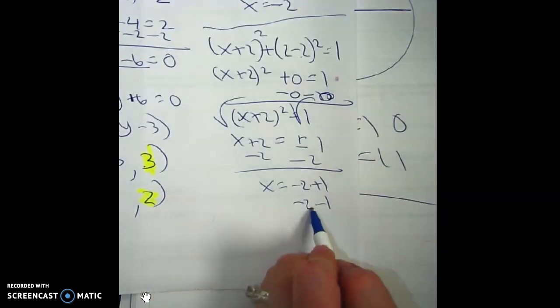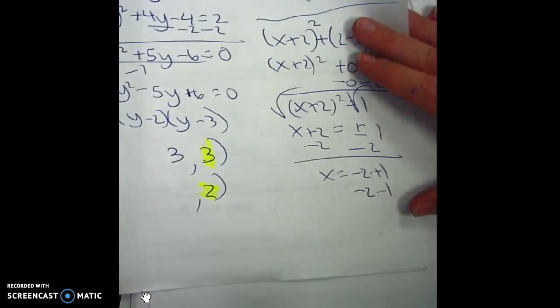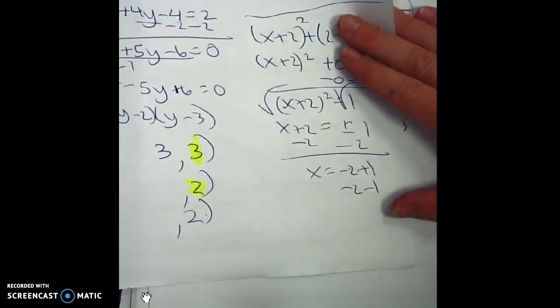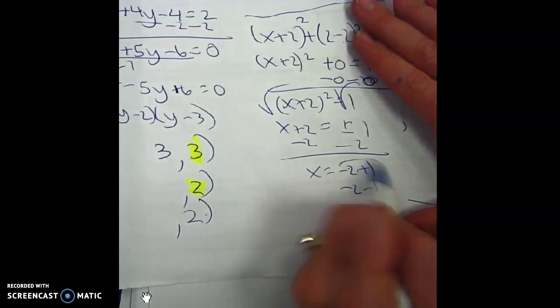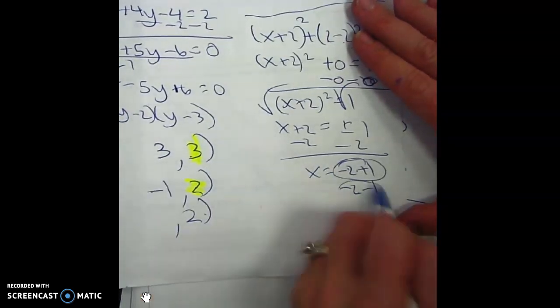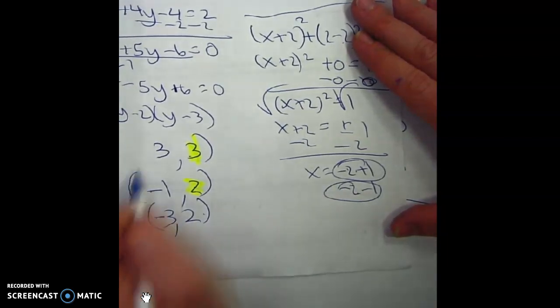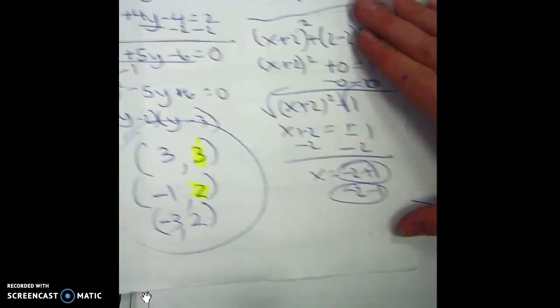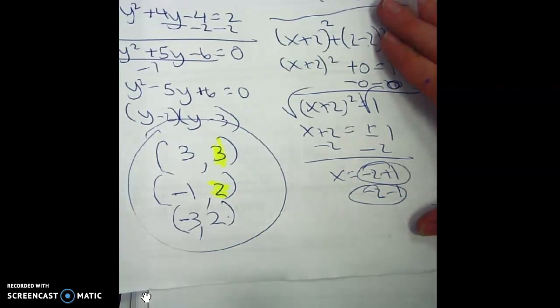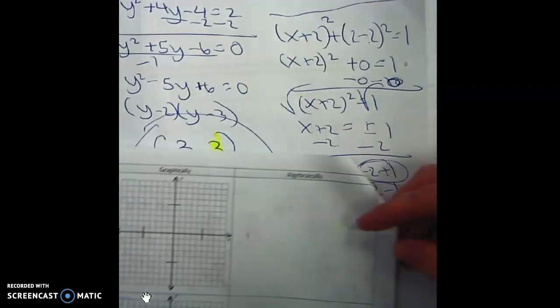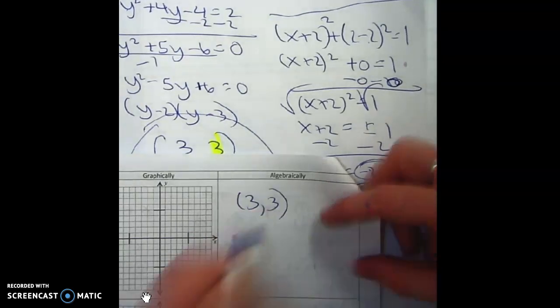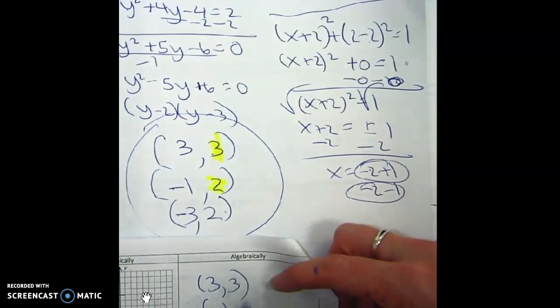That actually gave me 2 answers. What does that mean? That means there's 2 times where the y is going to be 2. 1 time when x is negative 1, and 1 time when x is negative 3. So I'm actually going to have 3 answers. That's my answer algebraically. Okay, so let me put these answers here. 3, 3, negative 1, 2, and negative 3, 2.